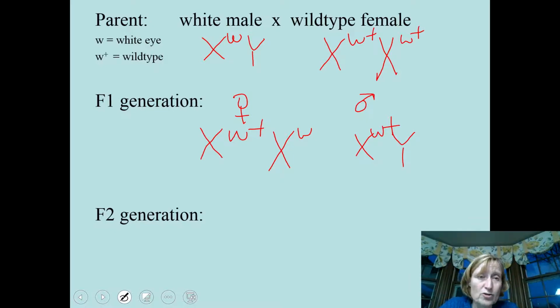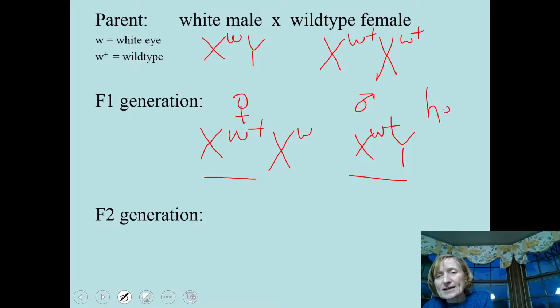Remember, Morgan said that all the first generation were wild-type. Let's see. Is our first generation female wild-type? Yes. And our first generation male wild-type? Yes. The female here is a heterozygote. The male only gets one copy of the gene. And so is it homozygote or is it heterozygote? It's neither of those. It's hemizygous. We would say that the male is hemizygous. You can add the zygous to it, even if you spell it wrong.